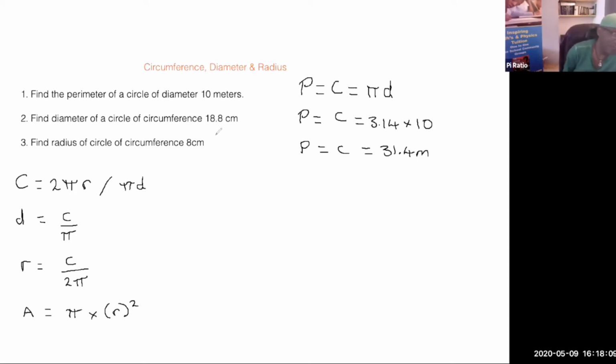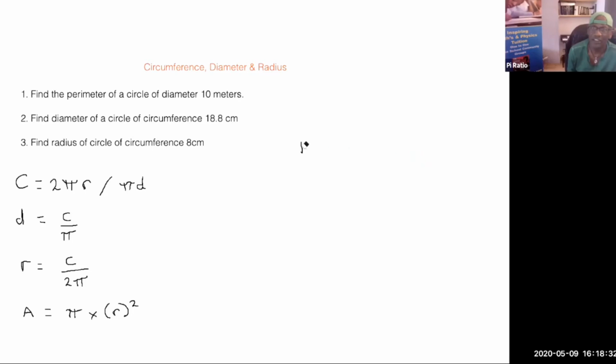So now we're going to have a look at solving a diameter problem. So let me just clear the board. Lovely. Right, second question. Find diameter of circle of a circumference 18.8 centimeters.